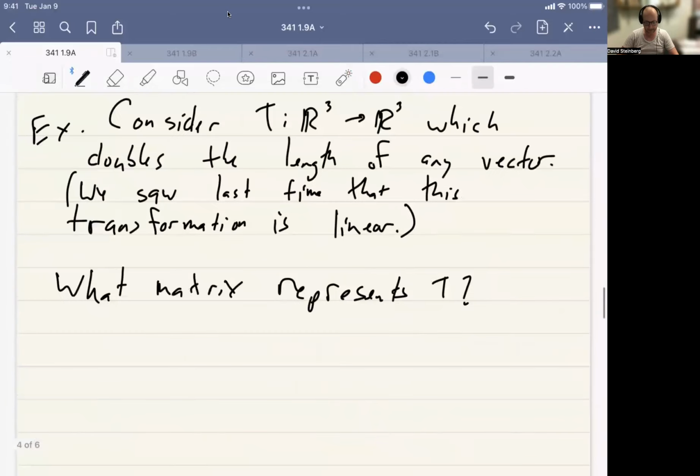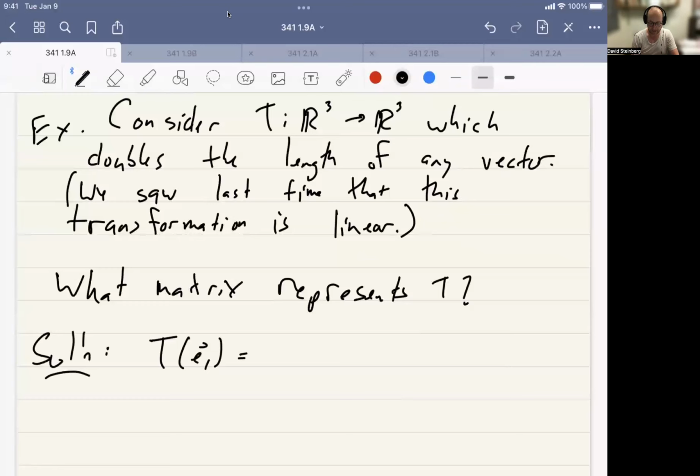Let's do another example. Here we go. We've got a transformation T from R3 to R3 that doubles the length of any vector. And we saw this last time in dilations. Yeah, so we do know this one is linear. We want to know what matrix represents T. So again, we can play the same game. If we know what E1 goes to, and now we need to worry about E1, E2, and E3 because we're working in R3. But if we know where E1, 2, and 3 go, then we know the entire matrix.